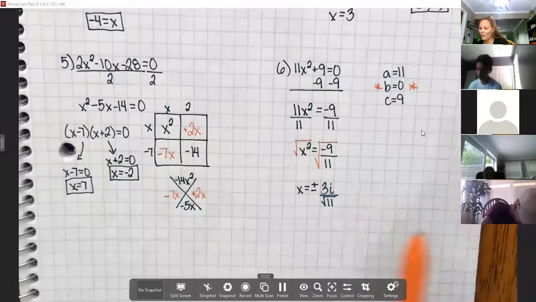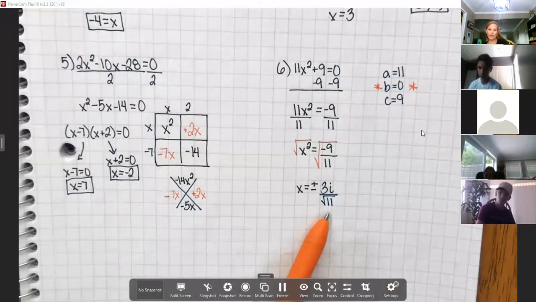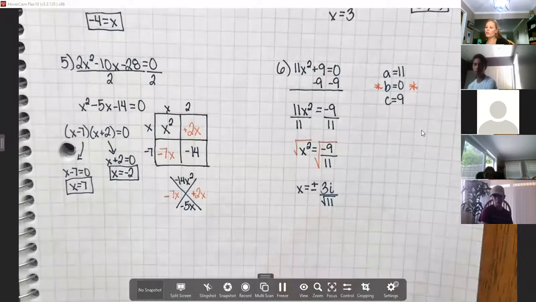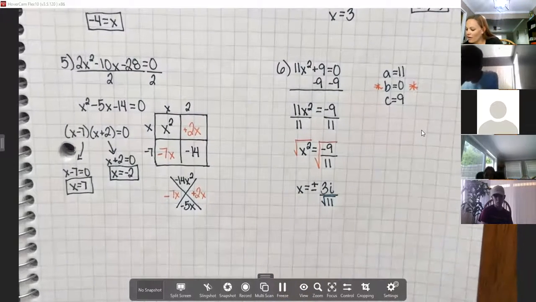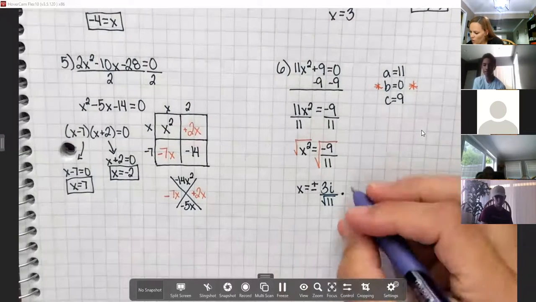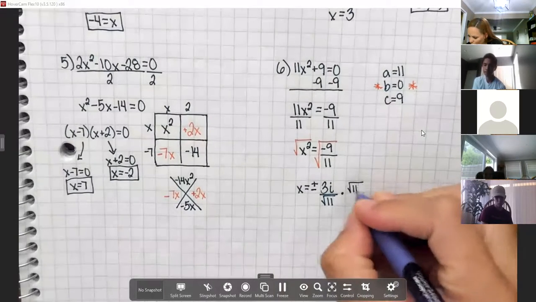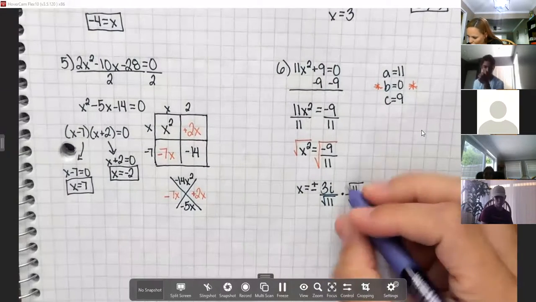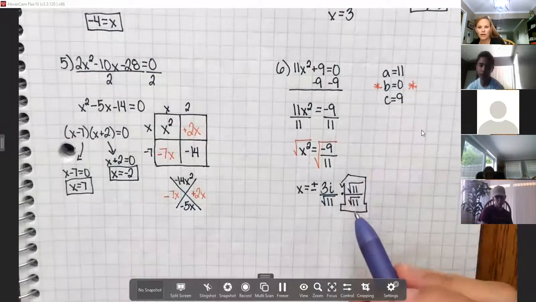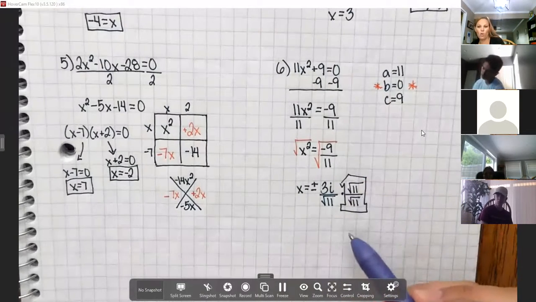So going back, we can't leave a square root in our denominator. That's what we call rationalizing the denominator. Because we have the square root of 11 in our denominator, we want to multiply by the square root of 11 over the square root of 11. Really, we're multiplying by a big 1. It just looks funny. Anything divided by itself is 1.